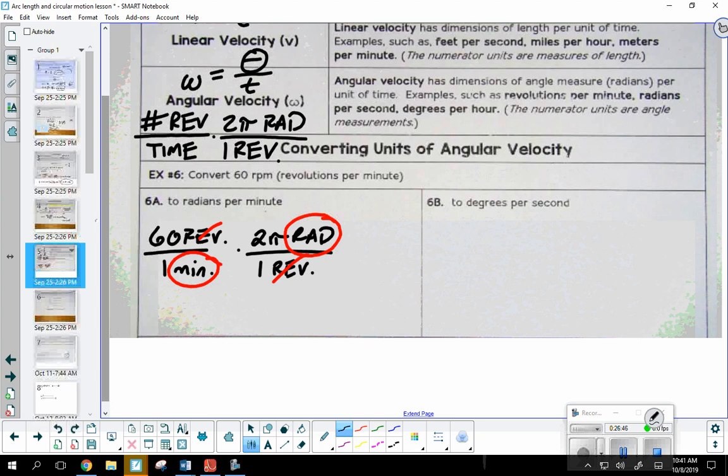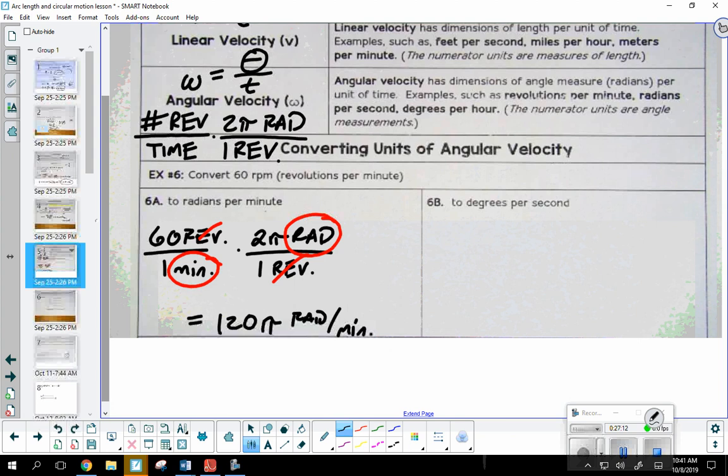So how would I figure out how many radians per minute? Yeah, just multiply. What's 60 times 2 pi? Okay, so I would go ahead and say, this one doesn't say to approximate, so I'm just going to leave it as is. I'd say 120 pi radians per minute. So 120 pi radians per minute.